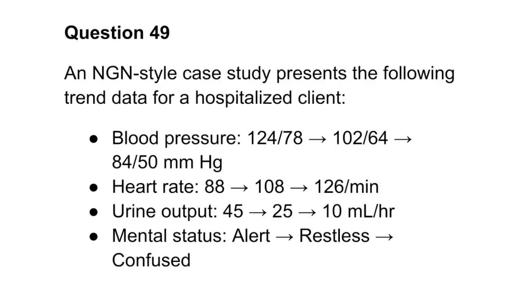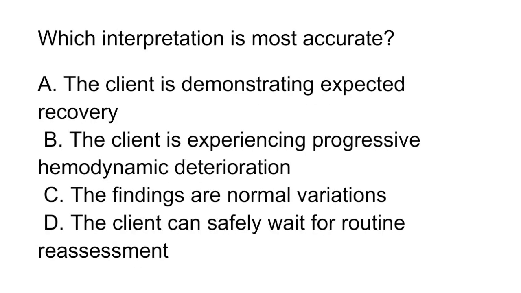Question 49. An NGN-style case study presents the following trend data for a hospitalized client. Blood pressure, 124/78, 102/64, 84 millimeter of mercury. Heart rate, 88, 108, 126 per minute. Urine output, 45, 25, 10 milliliters per hour. Mental status, alert, restless, confused. Which interpretation is most accurate?